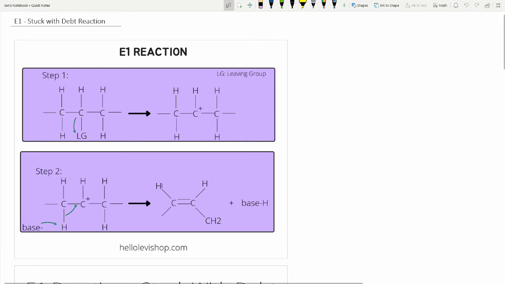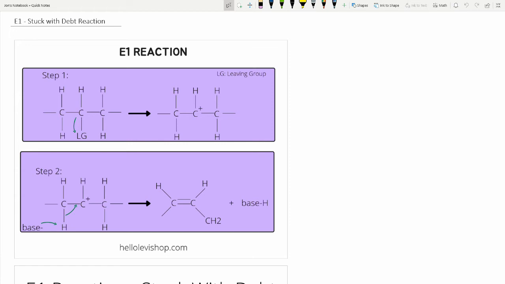First step is the carbocation formation. That's just this right here. The leaving group leaves, as you can see in the green arrow, and then it forms a carbocation, which is the rate limiting step. Now, because the base is not part of the rate limiting step, the concentration of the base does not affect the rate.